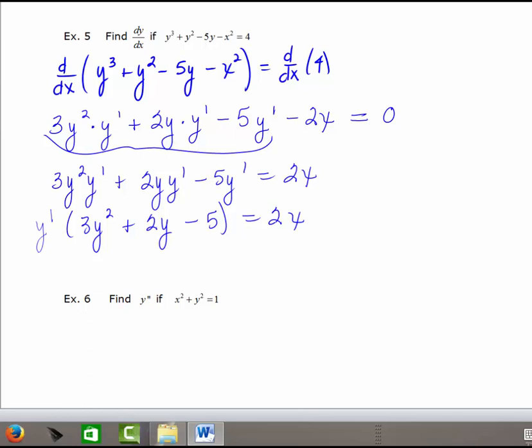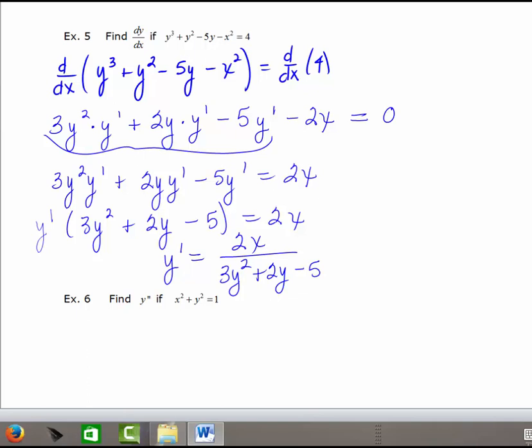I'm going to divide each side by 3y squared plus 2y minus 5. So my derivative is going to be written in terms of x and y, which is often the case when you find the derivative implicitly. If you needed to evaluate the derivative or find the slope, you would need an x-coordinate and a y-coordinate.